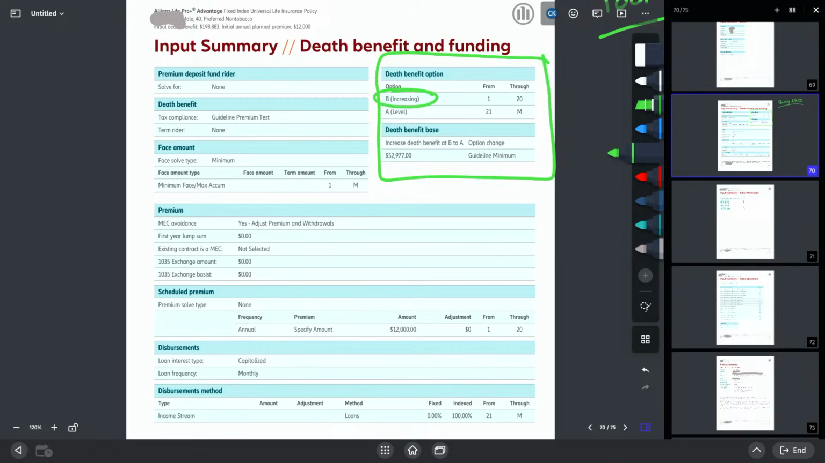B, increasing death benefit from year 1 through 20, because this person is funding for 20 years. After that, they switch from 21 to maturity. So the idea is when you go option B while you're funding it, it allows you to put more money into the policy. You switch to level A, it makes it so the death benefit doesn't keep increasing along with the cash value. And so when that happens, it's supposed to hypothetically reduce the net amount at risk.